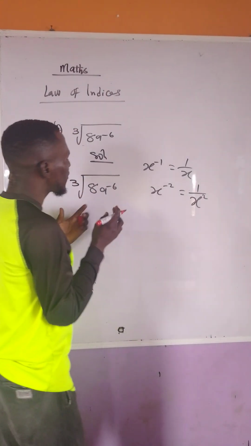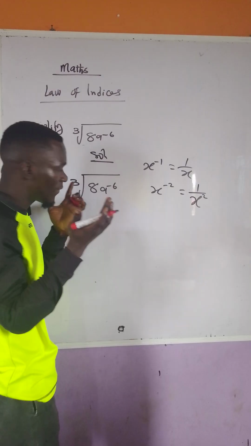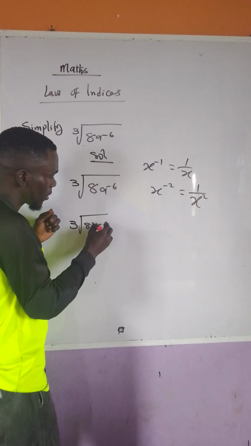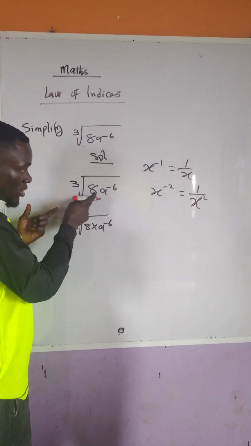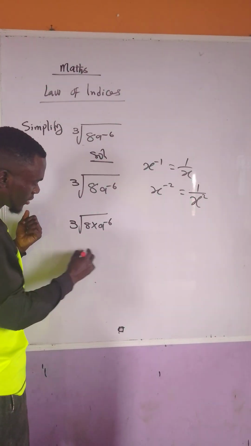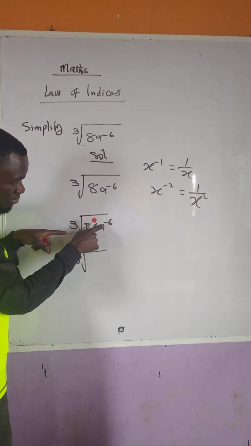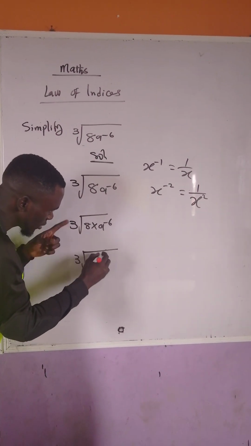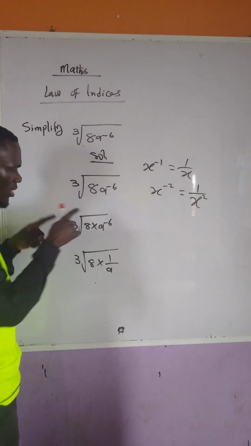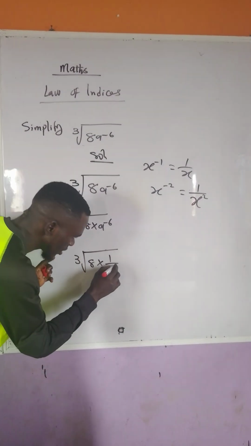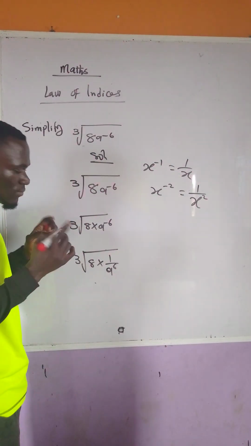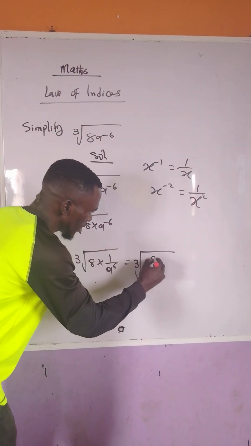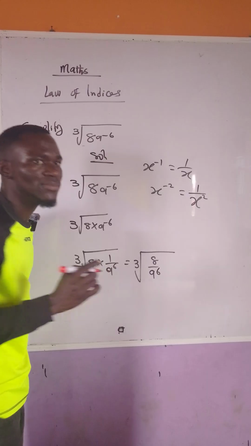Now when I have something like this, what am I going to do? First, I'm going to separate these two: 8 times a to the power of minus 6, and we're going to have the cube root again. Remember, this minus means the inverse of a. So I'm going to have 8 times 1 over a to the power of 6. I put 6 at the top of the a, because that's the power of a. Now I multiply this 8 and this one, and that gives us the cube root of 8 over a to the power of 6.